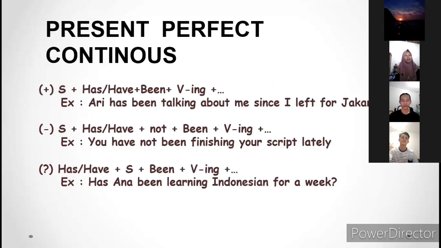Next, the formula of the present perfect continuous. Positive sentence: subject plus have or has plus been plus verb-ing. Example: I have been talking about my science. I left for Jakarta. Next, negative sentence: subject plus have or has plus not plus been plus verb-ing. Example: you have not been finishing your script lately.